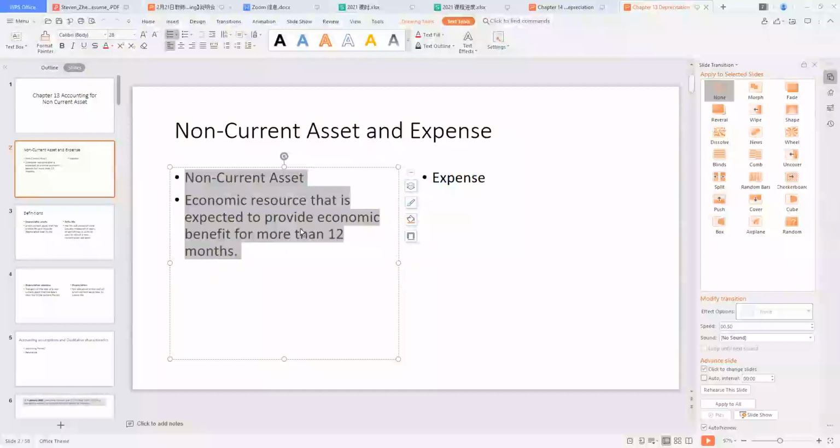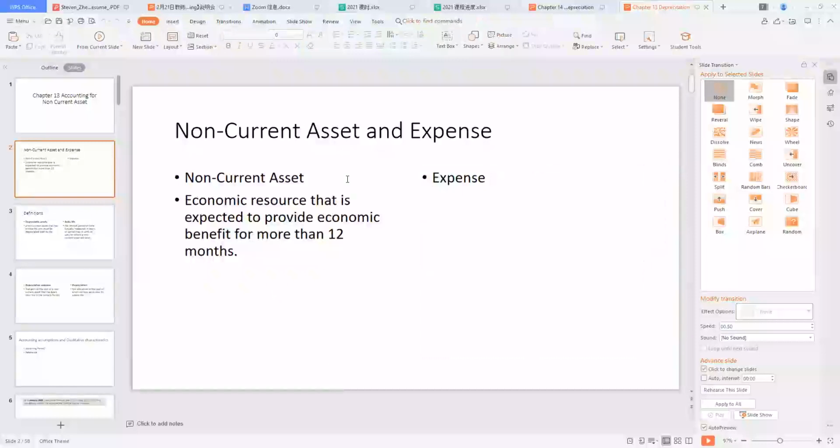So according to the accrual basis assumption, anything that contributes to revenue will incur expenses. Therefore, for non-current assets, we have to add in some expense.